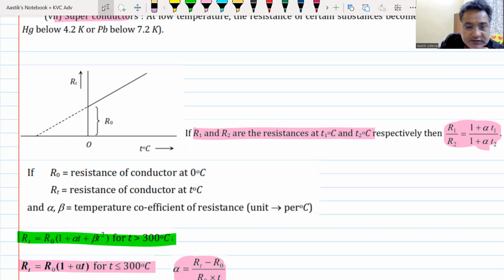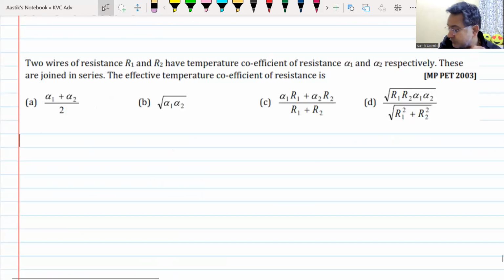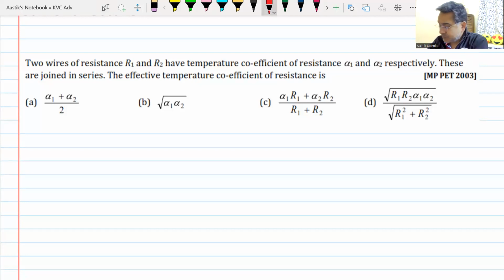And today's class begins with this. The first question is this. Two wires of resistance R1 and R2 have temperature coefficients alpha 1 and alpha 2. These are joined in series. What is the effective temperature coefficient of resistance? I'll give you a minute to give me the answer. And the answer is what? Option C.